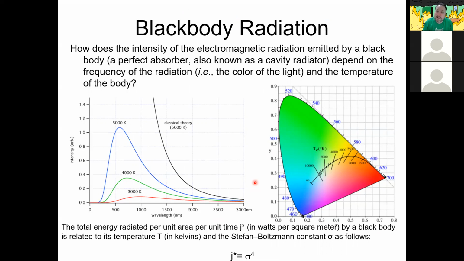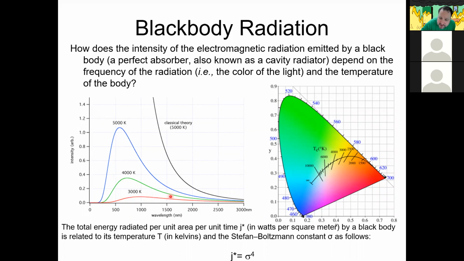depend on it? It's going to be a perfect absorber for a cavity radiator. The reason they called it a cavity radiator is they were doing experiments where they were taking literally a furnace with a little hole in it, and they would look into this cavity or the hole in the furnace. How does it depend on the frequency of radiation, or the color of light, and the temperature of the body? As you increase the temperature of something, you're increasing its molecular motion, but you're also going to increase the amount, and you're going to shift the emission peak of the photons that it gives out. And it's going to follow this basic trend.